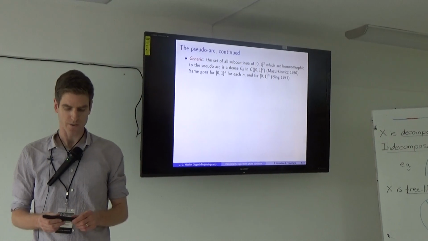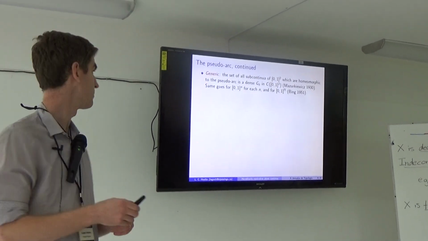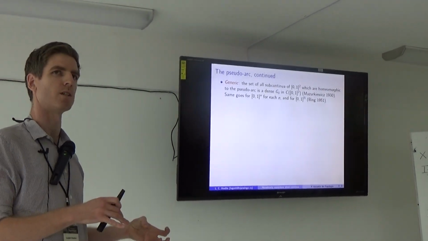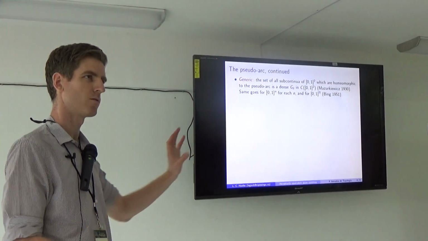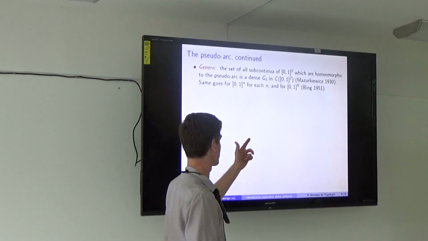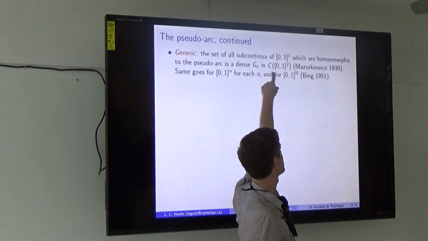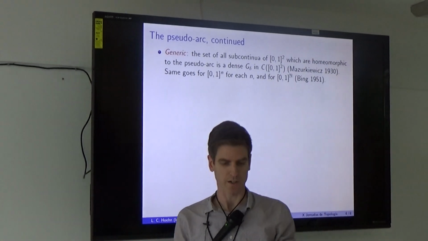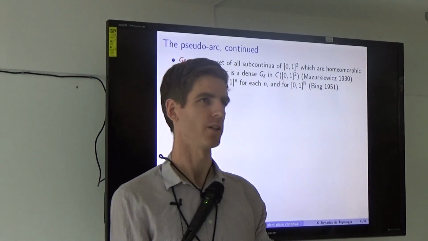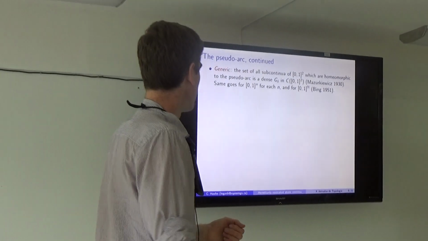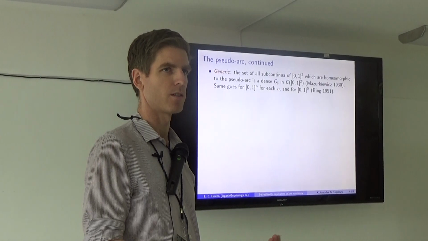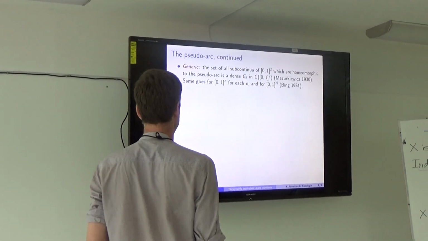So the pseudo-arc turns out to be the generic continuum. Okay, generic in the sense that if you look at the space of all subcontinua, all the continua contained in the square, let's say, this is itself a topological space. I'm denoting it as C of the square, so the subcontinua of the square. I'm using the Vietoris topology, or equivalently the Hausdorff metric. If you look at the set of all subcontinua of the square which are homeomorphic to the pseudo-arc, that's a dense G delta. So this is a generic family.